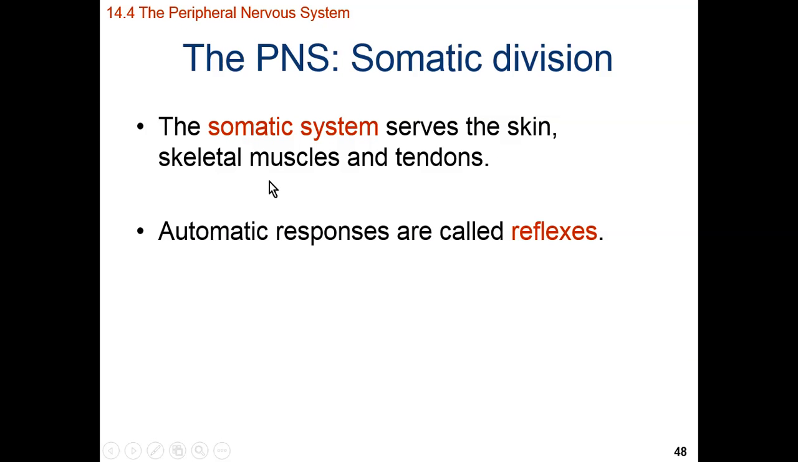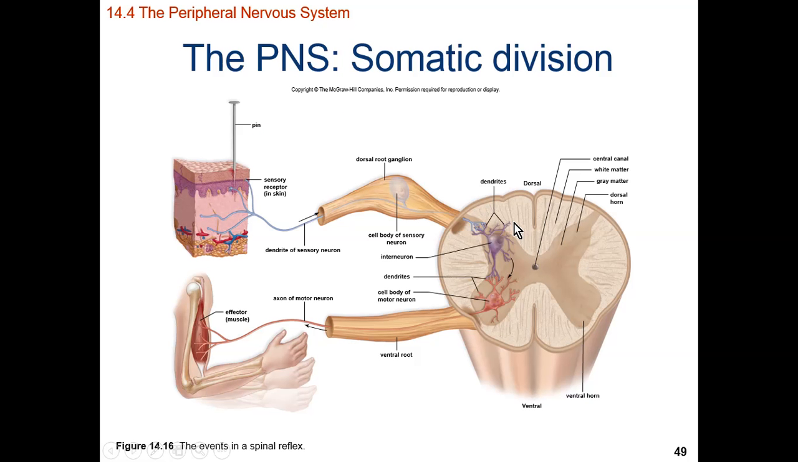If we look at the somatic division, this is going to serve the skin, skeletal muscles, and tendons. This somatic division is part of the peripheral nervous system, and we'll even have some automatic responses. These automatic responses are known as reflexes. Reflexes are going to involve both the peripheral and central nervous system. It'll involve information going into the spinal cord through the dorsal root of the spinal nerve, and then there'll be an interneuron that processes the information in the spinal column, and then will send the information directly to a motor neuron, which leads through the ventral root or anterior root of the spinal nerve to go to the muscle.